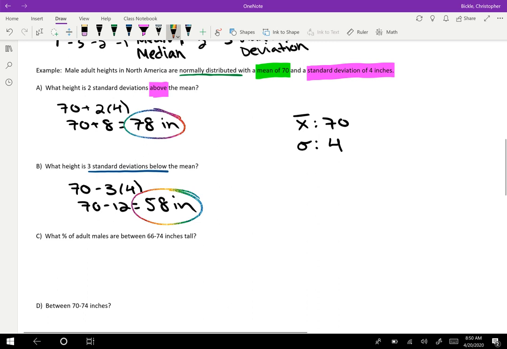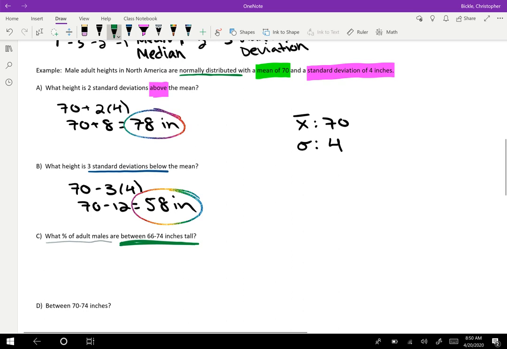So now we're going to apply what we just did along with the empirical rule to figure out things about the data set. So now this next one, they say, hey, what percentage of adults, so that's what we're trying to find, what percentage of adult males are going to be between 66 and 74 inches tall?